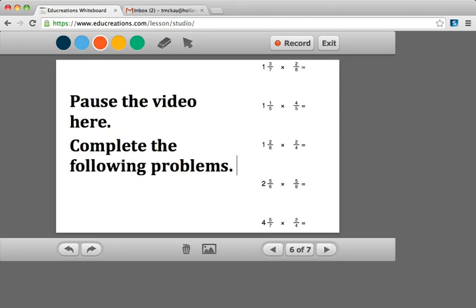Now I would like you to try a couple of these yourself. Again, in just a moment you will pause the video and complete the 5 following problems on the same sheet of paper that you completed the first 10 problems. Again, if you have any questions, raise your hand so I can come around and help you. Remember to show your work and to look at the wholes and the fractions and see if you can simplify before multiplying. At this time, I would like you to pause the video and complete these 5 problems.